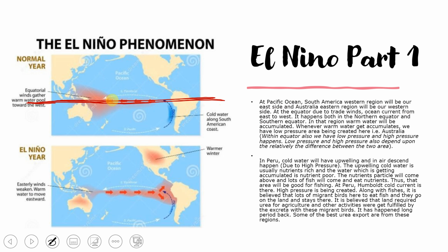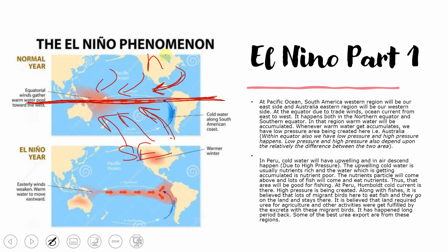Why is it saying that due to trade wind? Here you will get the northeast trade wind, and here you will get the southeast trade wind. So what happens? This will push your water. Push your water where? Push your water to the Australia regions. This is your southeast and this is your northeast trade wind.